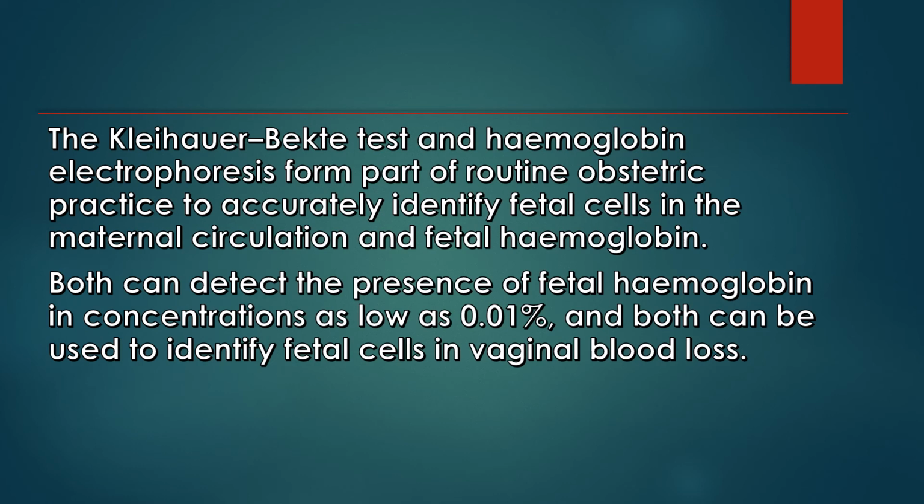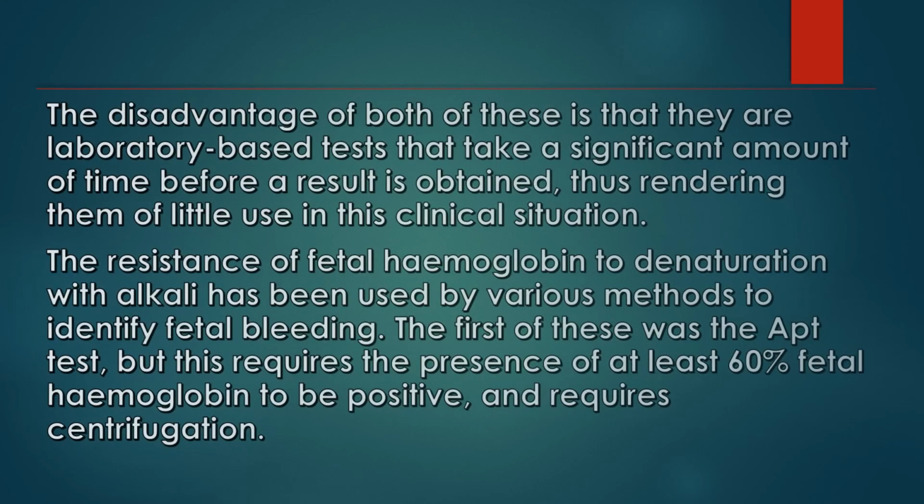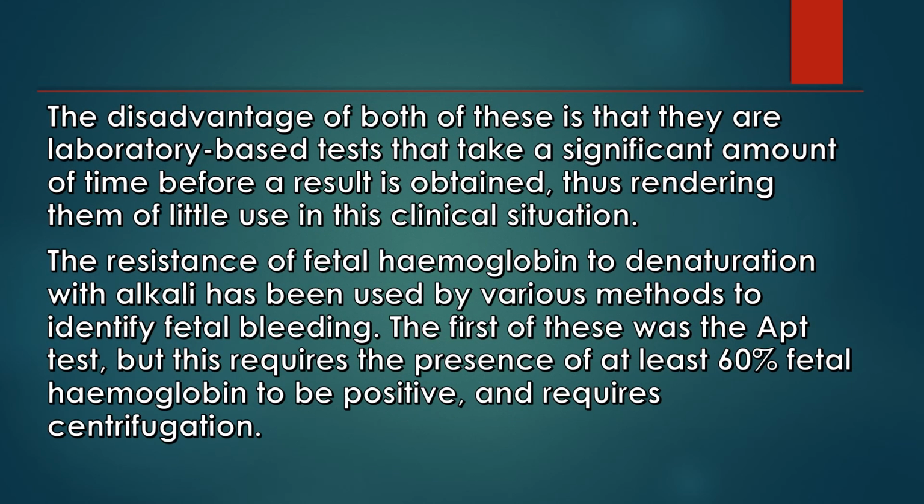The Kleihauer-Betke test and hemoglobin electrophoresis accurately identify fetal cells in the maternal circulation and fetal hemoglobin. Both can detect the presence of fetal hemoglobin in concentrations as low as 0.01%, and both can be used to identify fetal cells in vaginal blood loss. The disadvantage of both of these is that they are laboratory-based tests that take a significant amount of time before a result is obtained, thus rendering them of little use in this clinical situation.